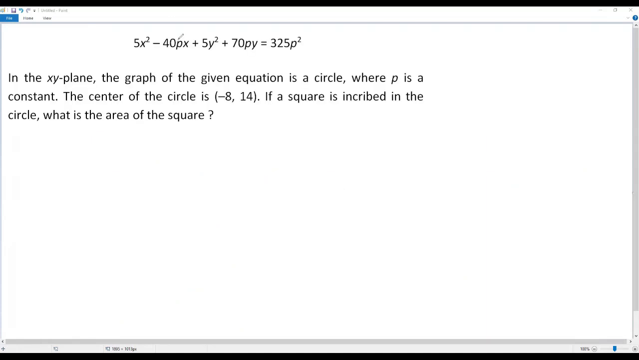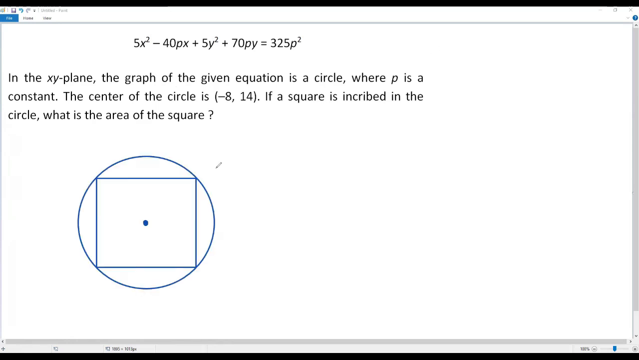5x square negative 40px positive 5y square positive 70py equals 325p square. In the xy plane, the graph of the given equation is a circle where p is a constant. The center of the circle is negative 8, 14. If a square is inscribed in the circle, what is the area of the square? First, let me draw a circle in which a square is inscribed. Here I have drawn a circle in which a square is inscribed. And here we have the center of the circle, that is negative 8, 14.